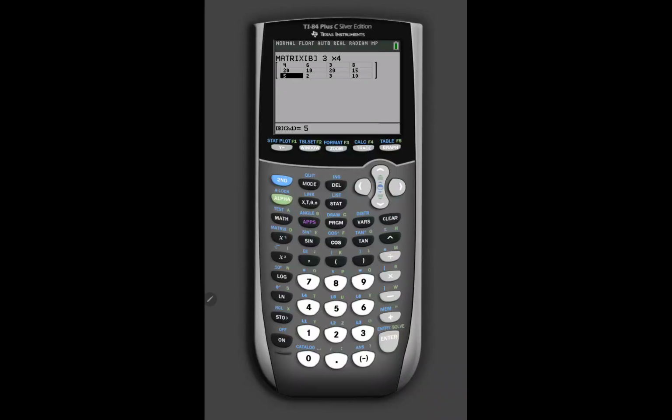Okay, so I think I typed it in right. 4, 6, 3, 8, 20, 10, 20, 15, 5, 2, 3, 10. I would double check. Double checking is going to be really important. Okay, and then it was what? Matrix A times matrix B.